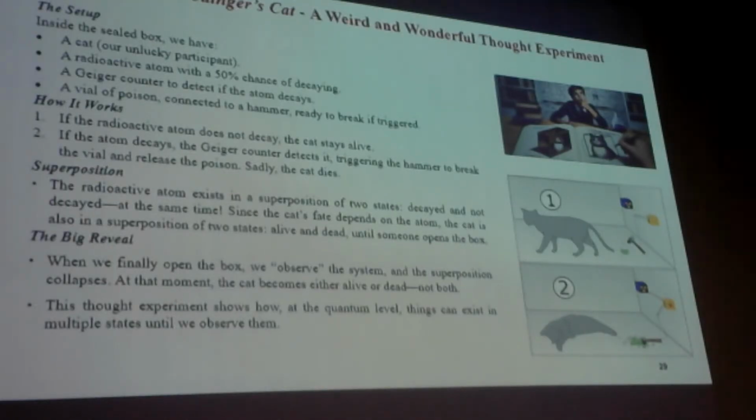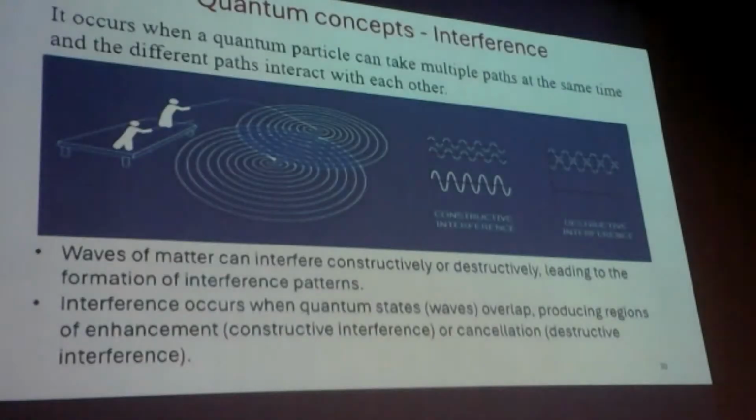So this shows at the quantum level how things can exist in multiple states until we observe them. It's a very good way of understanding that. Otherwise, you're always puzzled about that behavior of existing in multiple states simultaneously. Even I took some time to understand that concept.